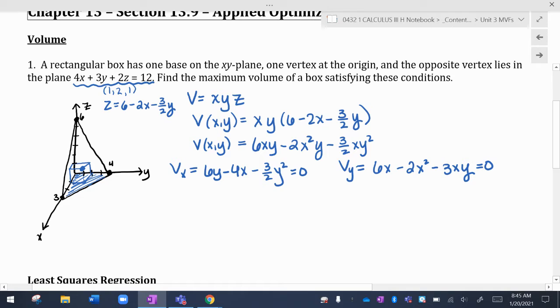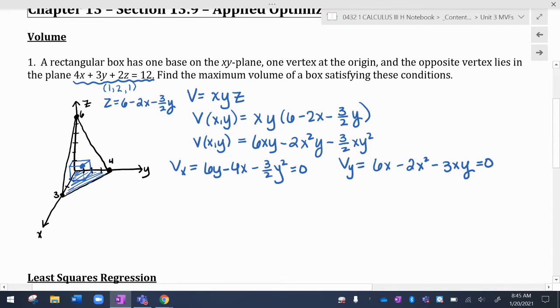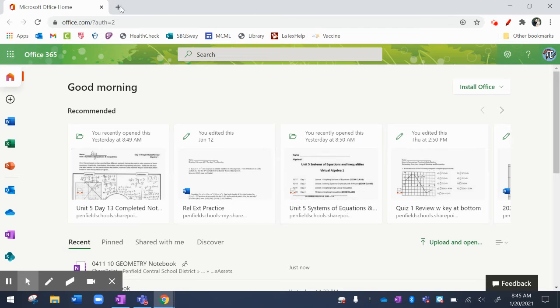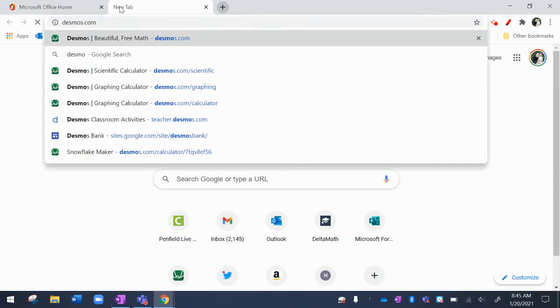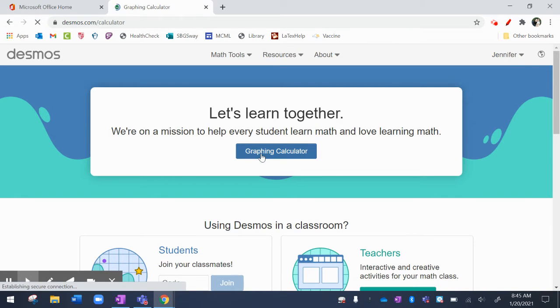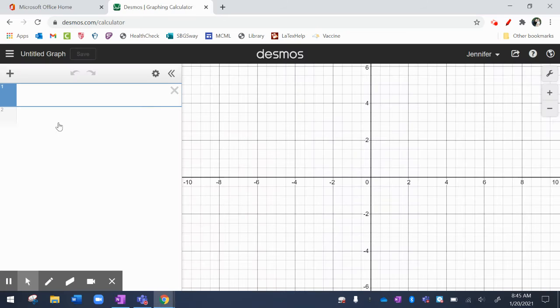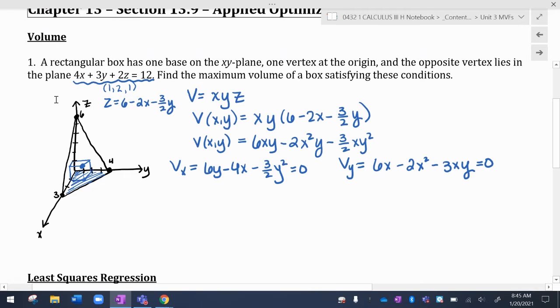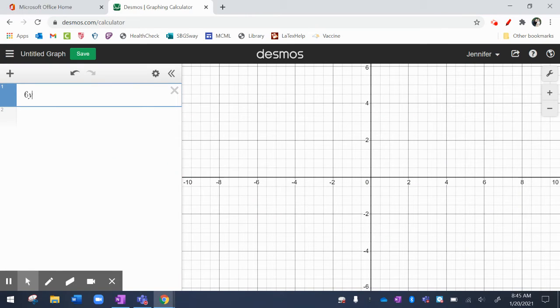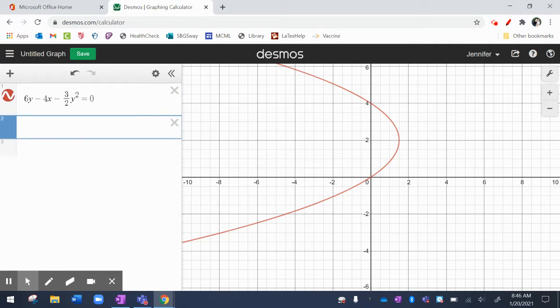I could do that with a system of equations and do it algebraically, but I've got to be honest, right now what I care about is setting it up and getting an answer. I don't really care about the process that much. So I'm going to go to my favorite place, Desmos, because I'm graphing in 2D here, and I'm going to solve this system using Desmos. So 6y minus 4x minus 3 halves y squared equals 0 is that.